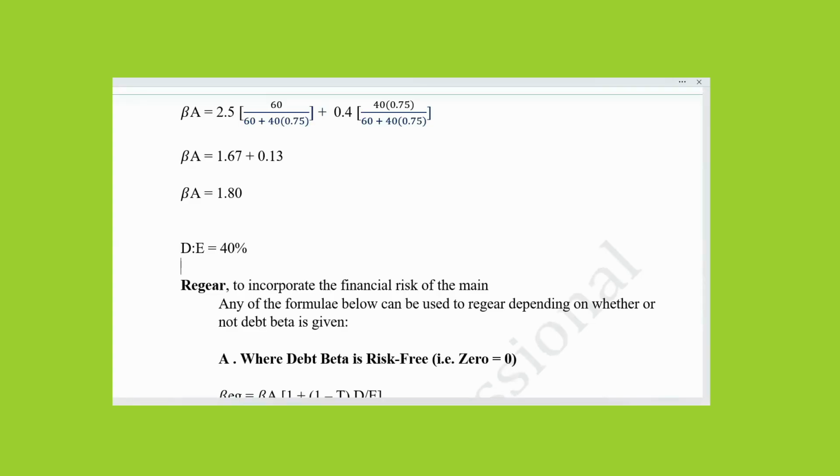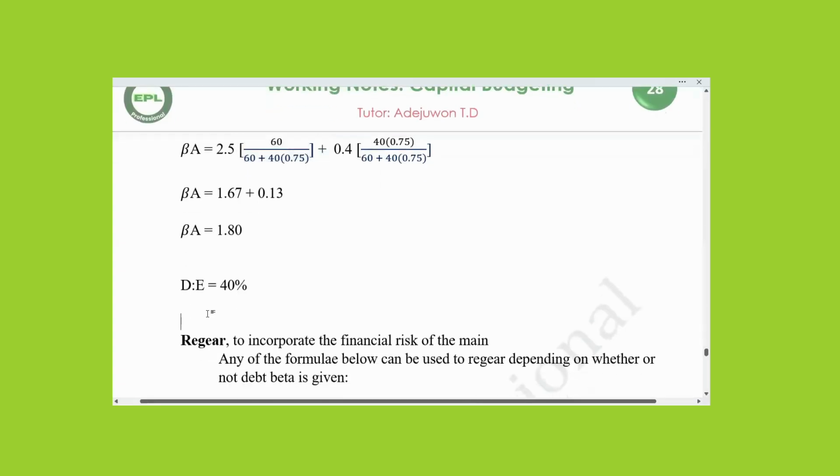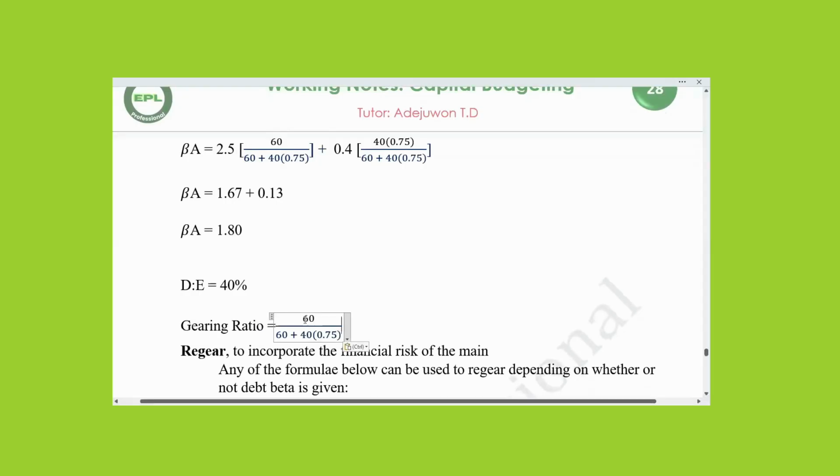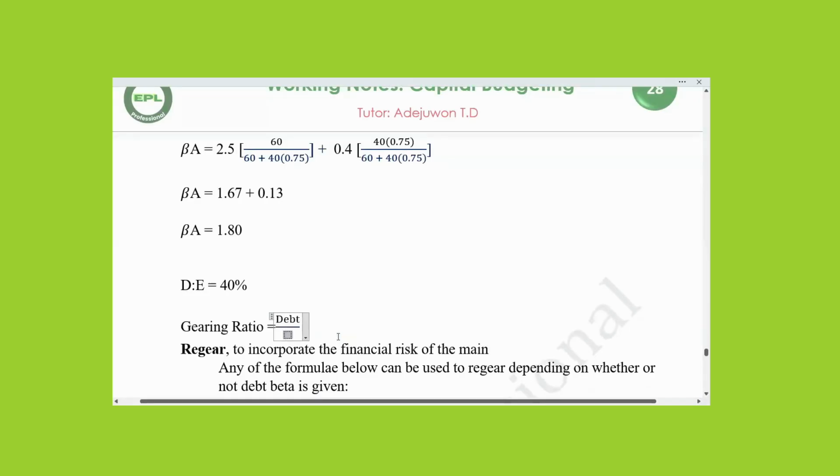If you are using single value, in the theories of gearing, you can say gearing ratio is equal to debt divided by equity. I've explained this before while I was taking you through the notes. By now I would have moved to the next one.